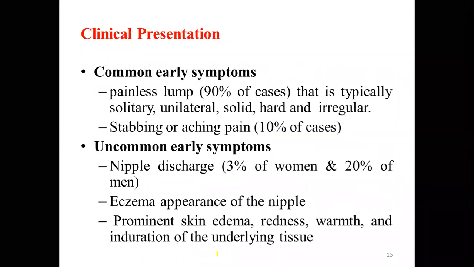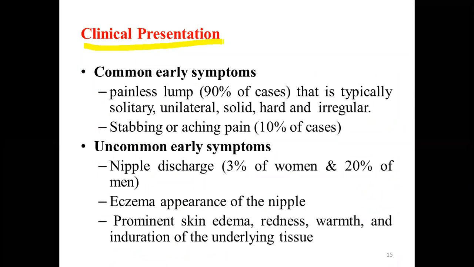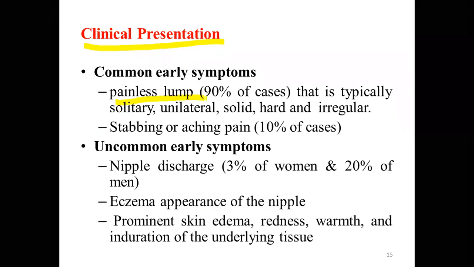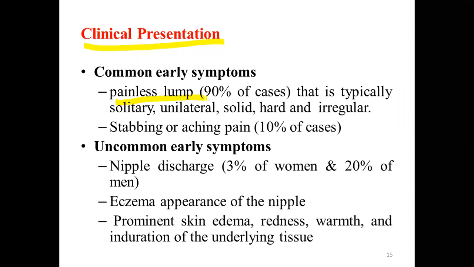Now let me take you through the clinical presentation. How does a patient with breast cancer present? The most common early presentation is a painless lump, by the majority of patients, and mostly unilateral. Sometimes you can see stabbing or aching pain, but in very few cases. So the majority of patients normally have a painless lump found during the usual screening.